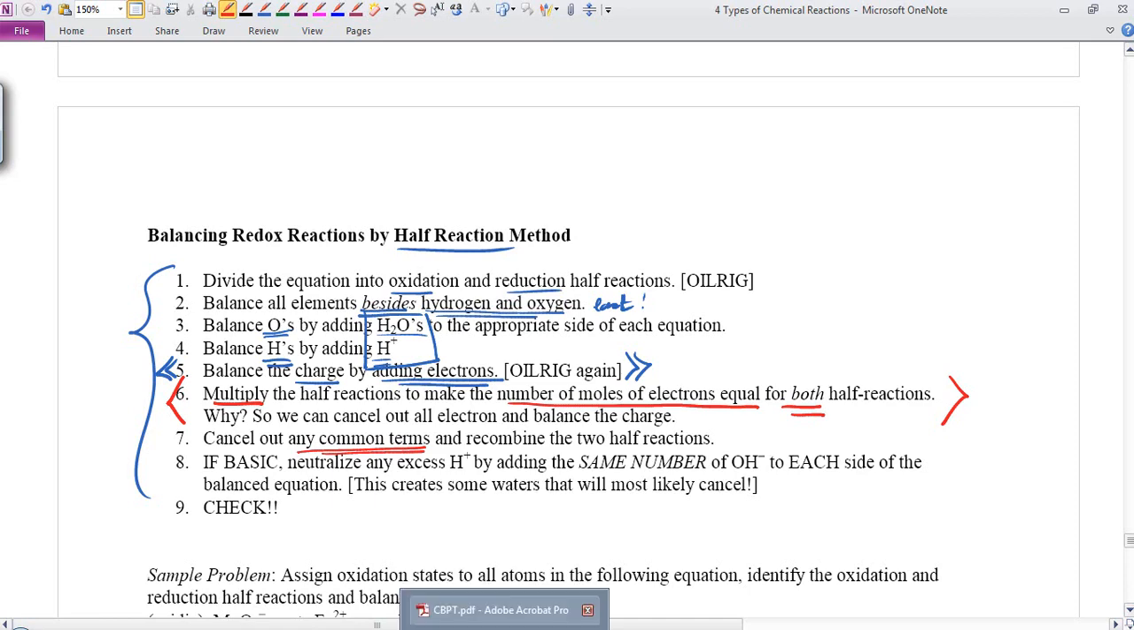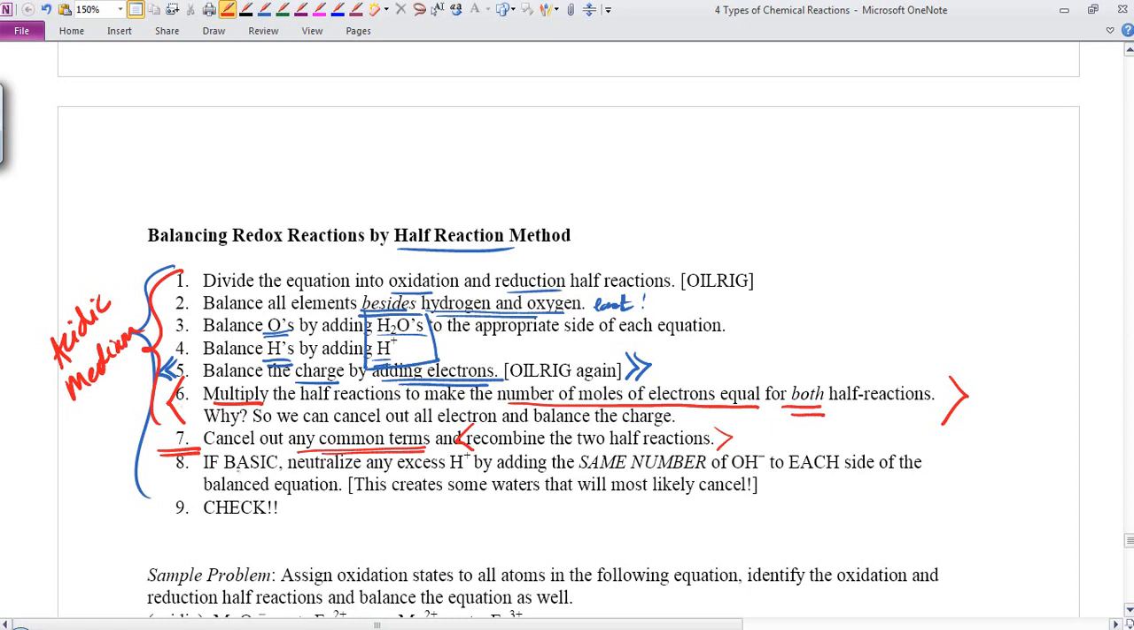Which would be your electrons, because that was the whole point. And then recombine the two half reactions. Repair the damage, in other words. Now, everything to that point has been an acidic medium. It's another word for environment in chemistry. Alright, so that's all an acidic medium.